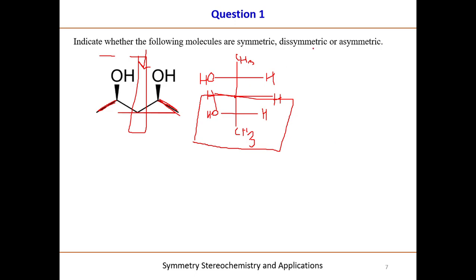According to the definition, there should not be any plane of symmetry or any element of symmetry present in the molecule for it to be chiral, asymmetric or disymmetric. But here we have a plane of symmetry. That means the molecule is achiral and symmetric. The molecule is achiral if a plane of symmetry is present. The plane of symmetry is here.